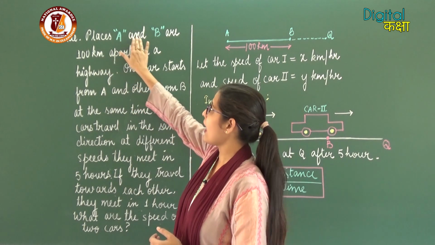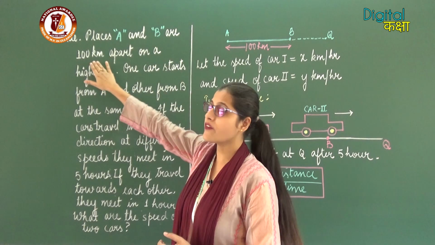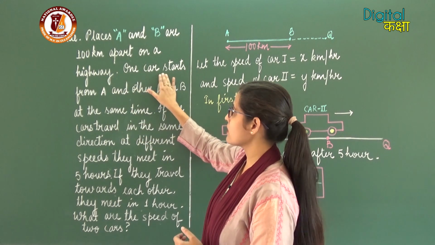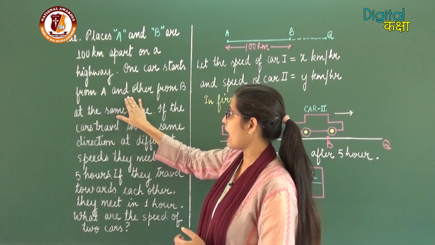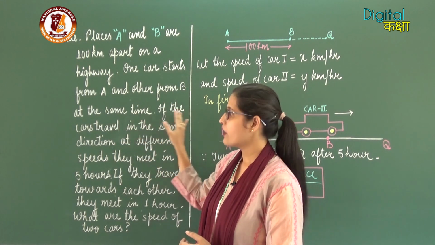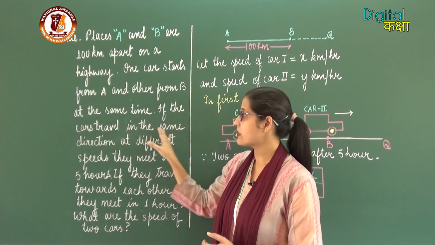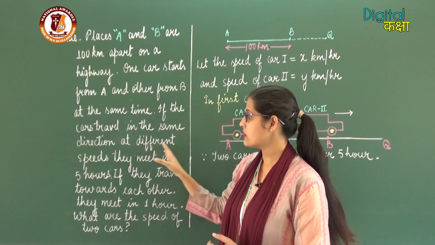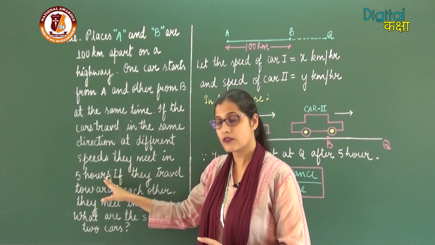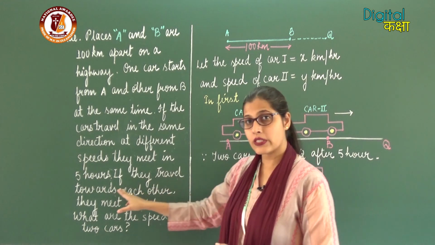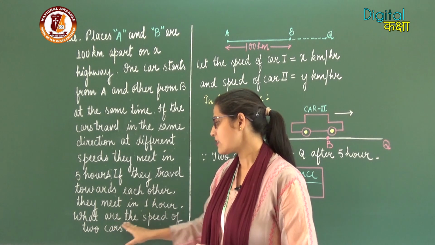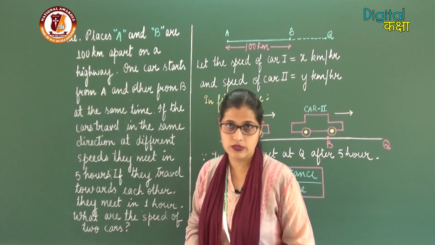Places A and B are 100 km apart on a highway. One car starts from A and the other from B at the same time. If the cars travel in the same direction at different speeds, they meet in 5 hours. If they travel towards each other, they meet in 1 hour. What are the speeds of the two cars?